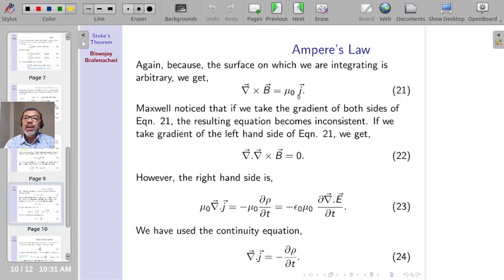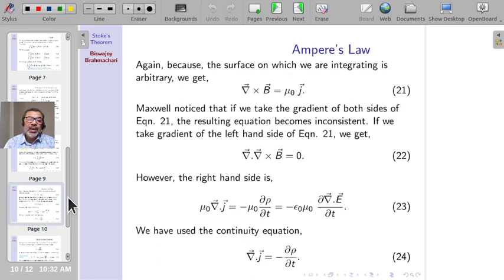But in electrodynamics, there is a problem. And we will see what the problem is. So if we take the divergence of both sides, then we will get the divergence of curl of B equal to 0 on the left hand side. The left hand side divergence is 0, but on the right hand side, the divergence is not 0. The divergence is this quantity minus ε0 μ0 ∂/∂t of the divergence of E. And this extra divergence in the right hand side has to be killed.